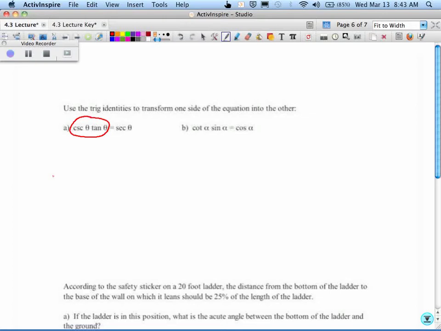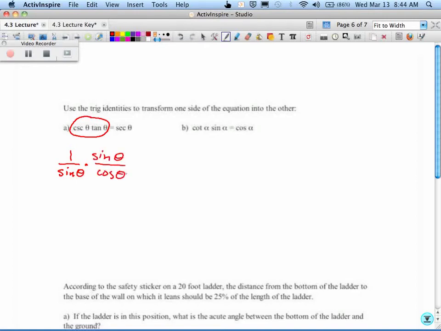So what I can do is take my cosecant. What's another way of writing cosecant? 1 over the sine of theta. What's another way of writing tangent? If you look in that box, there are a couple ways we can write tangent. 1 over cotangent, or sine over cosine. So let's write tangent as sine over cosine.